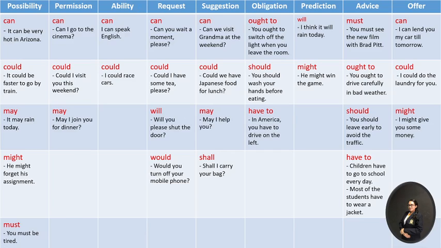For the prediction, there are two. So that's will and might. For will, you could say, I think it will rain today. For might, you could say, he might win the game. So that's prediction.